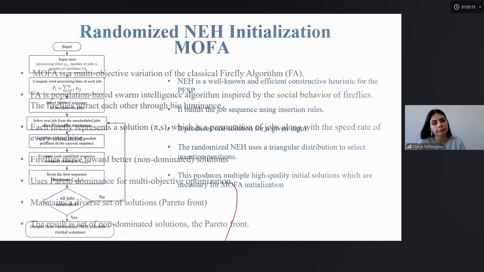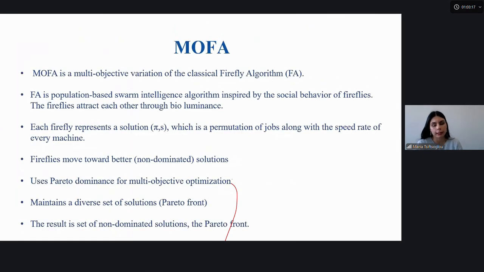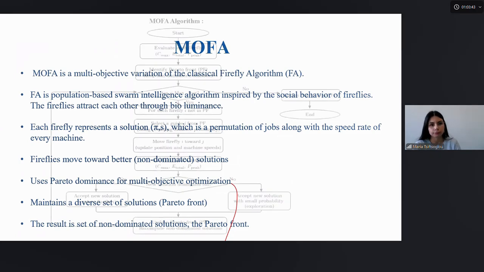Now, MOFA is a multi-objective variation of the classical Firefly algorithm. Now, the Firefly is a population-based swarm intelligence algorithm, and it is inspired by the social behavior of fireflies. Now, the fireflies attract to each other through bioluminescence. Each firefly represents a solution, meaning the permutation of jobs and the speed rate of every machine. Now, the fireflies move toward the better, non-dominated solutions.